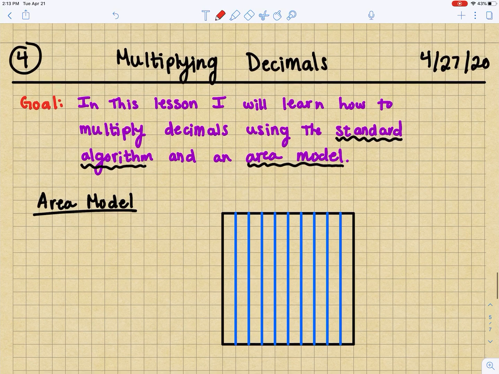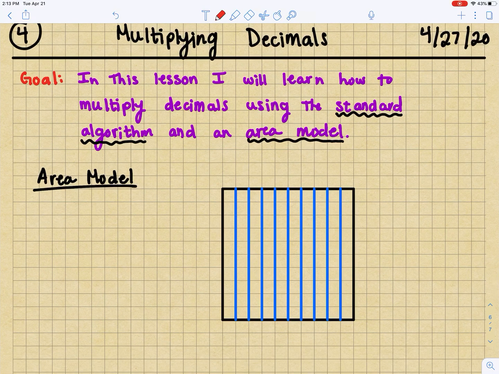I like to include a goal for each lesson. That way you guys know what to expect, and then you can look at the goal after the lesson. You can look at the goal and think, hey, can I actually do this? If not, then maybe you might need a little bit of practice, and that's okay. It's just to give you a little bit of a check-in.